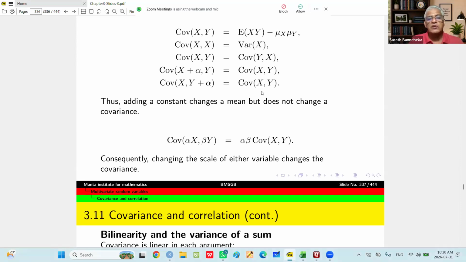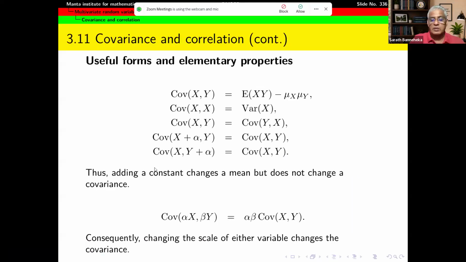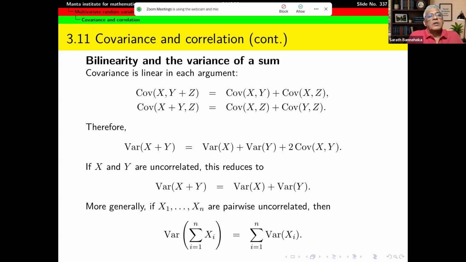Consequently, changing the scale of either variable changes the covariance. So if you divide by, for example, alpha and beta, again, the covariance will be divided by alpha and beta. Then we will look at some other properties.